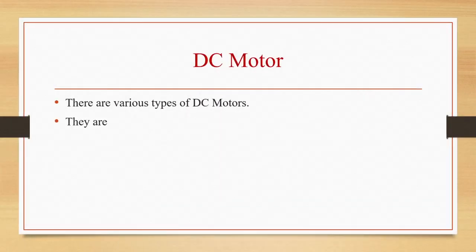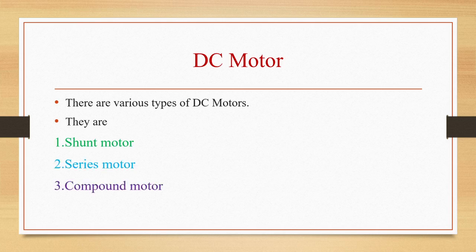There are various types of DC motors, and based on type of excitation, they are classified as shunt motor, series motor, and compound motor. As we have seen in case of DC generators, where there are two types of excitation, separate excitation and self excitation, similar is the case with the DC motor. Here we are having separately excited DC motor, self excited DC motor. So under self excited we are having 3 types: shunt motor, series motor, and compound motor.